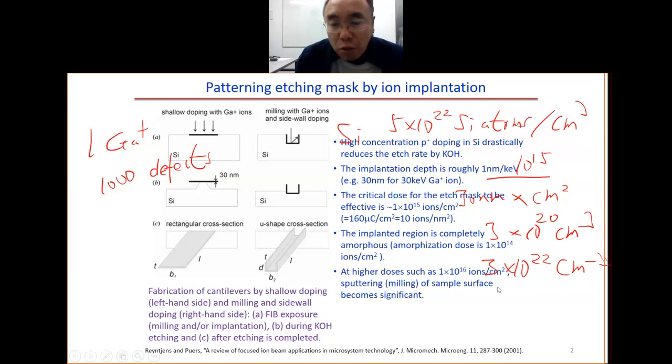So we go to higher doses. For example, we got 10 to the power 16. So this is 10 to the power 14, 10 to the power 15, and now 10 to the power 16. With these high doses, there will be annealing. How much will be milled depends on the sputtering yield.